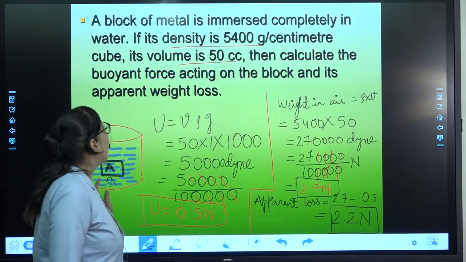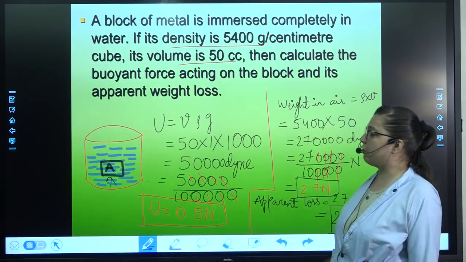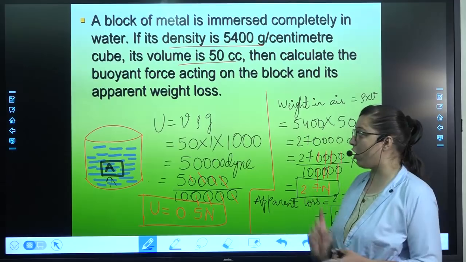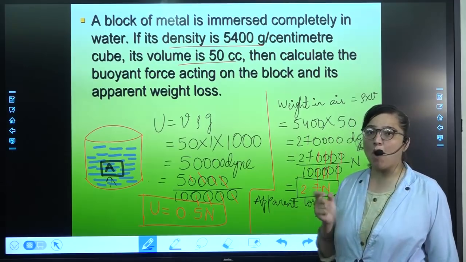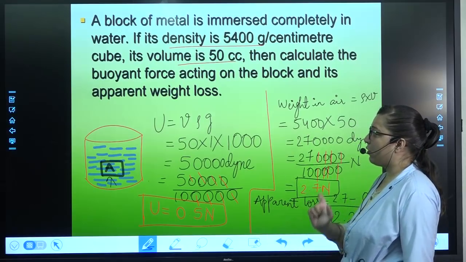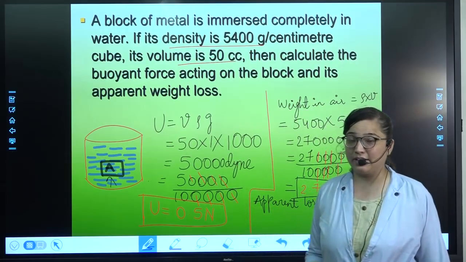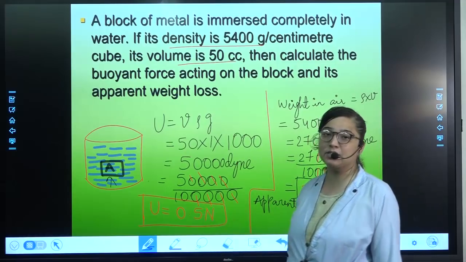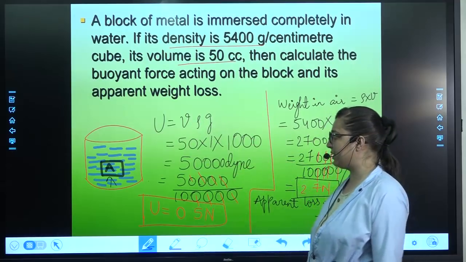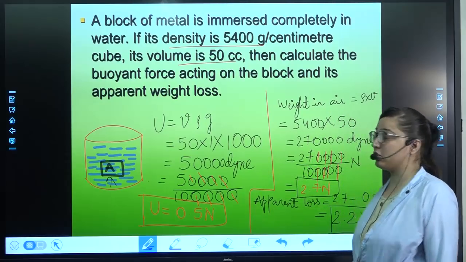Alright, once again let us see the whole of the numerical. There is a block of metal which is immersed completely in water. Its density is given, its volume is given. They have asked to calculate the buoyant force which is acting on it and also the apparent weight loss. The buoyant force U equals V rho g. Once you calculate V rho g, you will get the buoyant force as 0.5 Newton. The volume is given, the density of water is 1 gram per centimeter cube, and g we have to take as 1000.